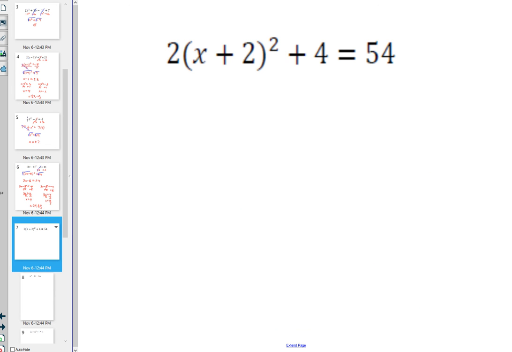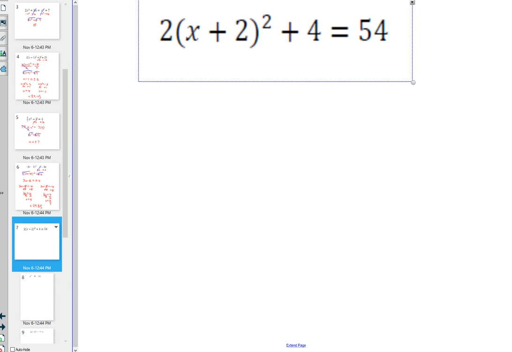Here, see if you guys can do that one on your own. Raise your hand when you got it. Even though this seems like it might be difficult, I've done two just like this already today. You definitely do not want to distribute. No. All we're trying to do here is isolate the variable.